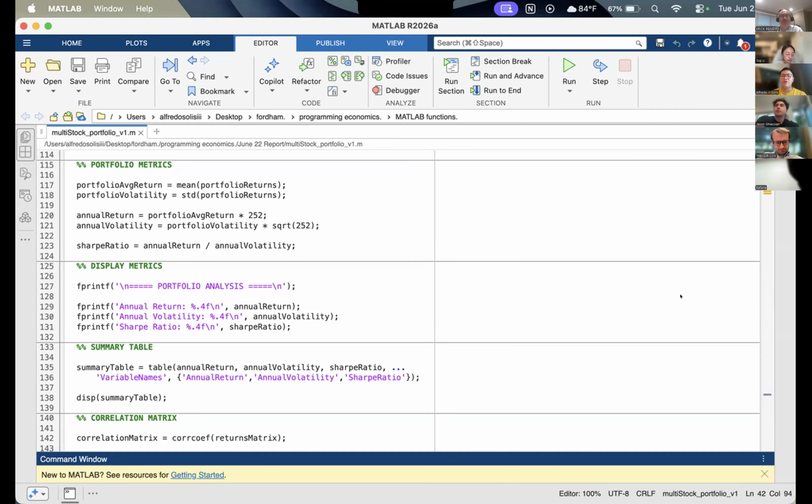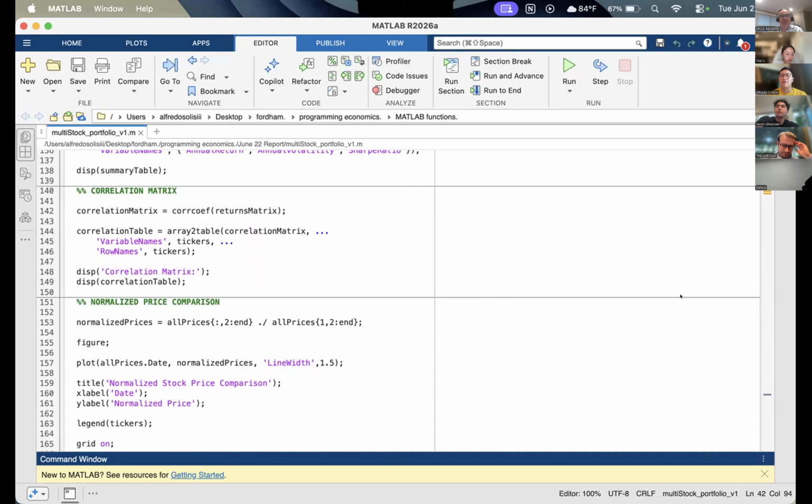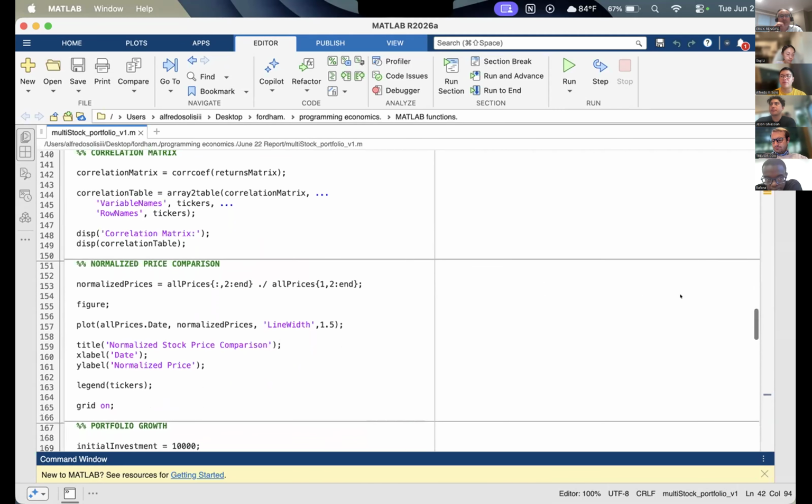Next from this, it will create a correlation matrix here at the bottom. This one computes the pairwise correlation between all the 4 stocks simultaneously. The diagonal is always going to be 1 since every stock is perfectly correlated with itself. Then it converts the matrix of numbers into a labeled table using the ticker names as both the row and column headers, to see how correlated each stock is to one another.